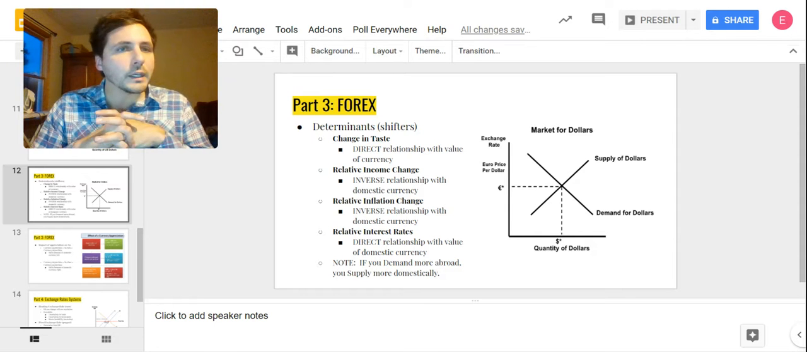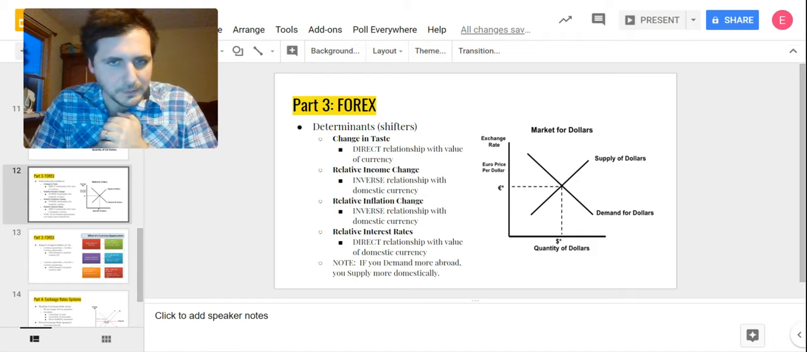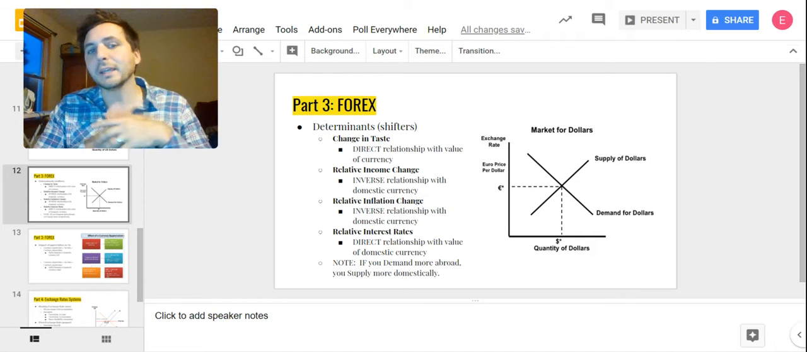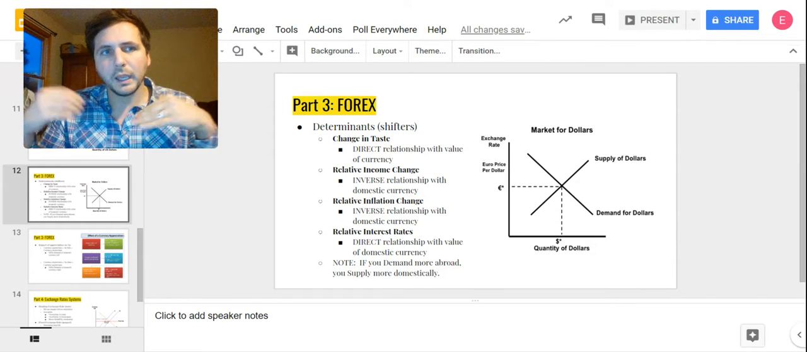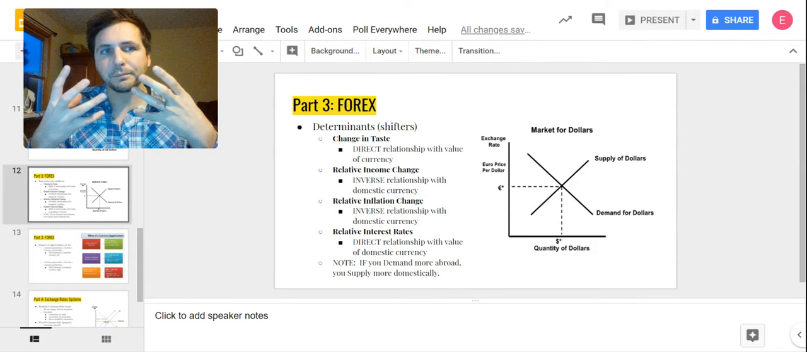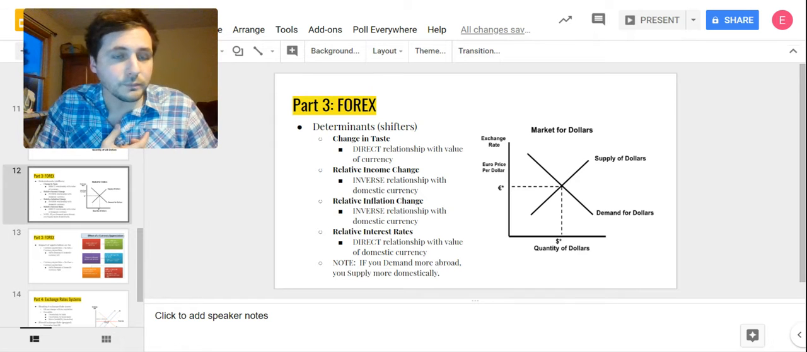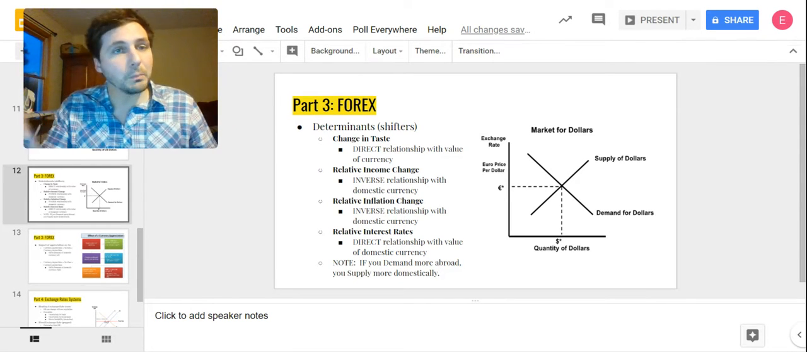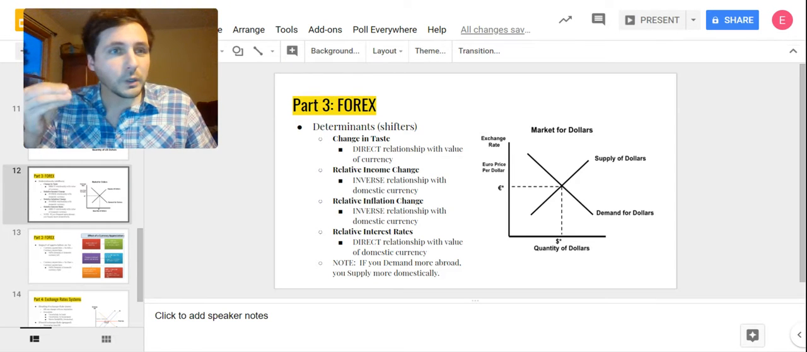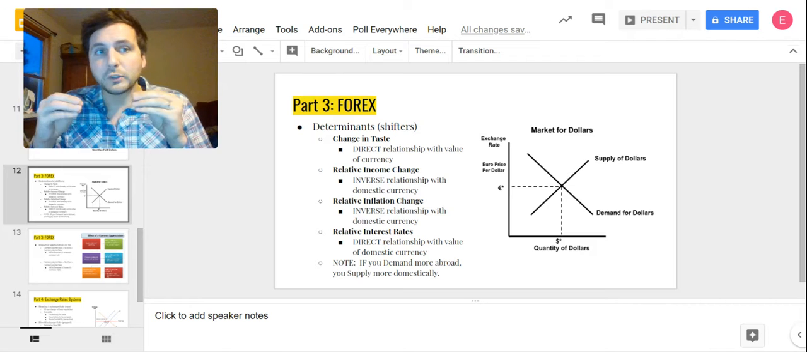Okay, relative income change has an inverse relationship with domestic currency, right? So if the United States income rises at a greater rate than the foreign income, right? Our income is much higher. It means that we are going to buy more imports. We're going to buy more of our domestic made goods, but we're going to buy more imports. Because they're poorer, they're going to buy fewer American exports, right? In other words, our balance of trade is going to fall.